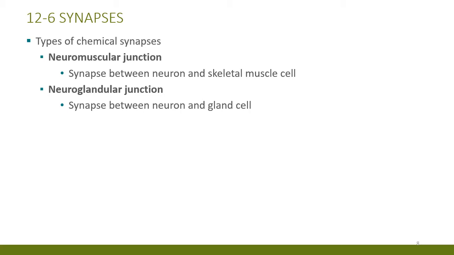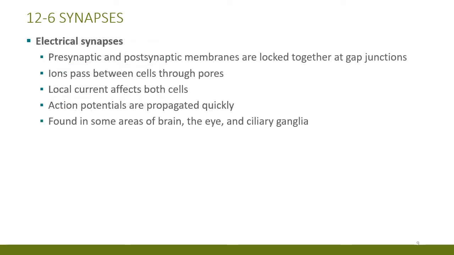Now, there are different types of chemical synapses. We already learned about the neuromuscular junction in skeletal muscle, but there are also neuroglandular junctions, a synapse between a neuron and a gland. And then there are electrical synapses, which are associated with presynaptic and postsynaptic membranes locked together. We talked about that. Ions pass directly through, and the local current affects both cells. The action potentials are propagated much quicker with an electrical synapse. There's a huge difference in speed of transmission of an action potential. It is found in some areas of the brain, especially the eye and the ciliary ganglia, but also in cardiac muscle.